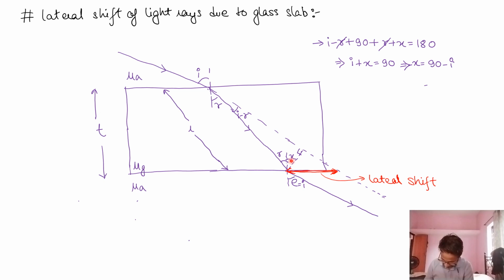So this angle is nothing but 90 minus i. If this angle is 90 minus i, how much is this angle? This angle plus this angle makes 90 degrees, because this is a 90-degree line. So if this is 90 minus i, this should be i. From this diagram, can I say lateral shift into cos i is equal to normal shift? This is the normal shift.